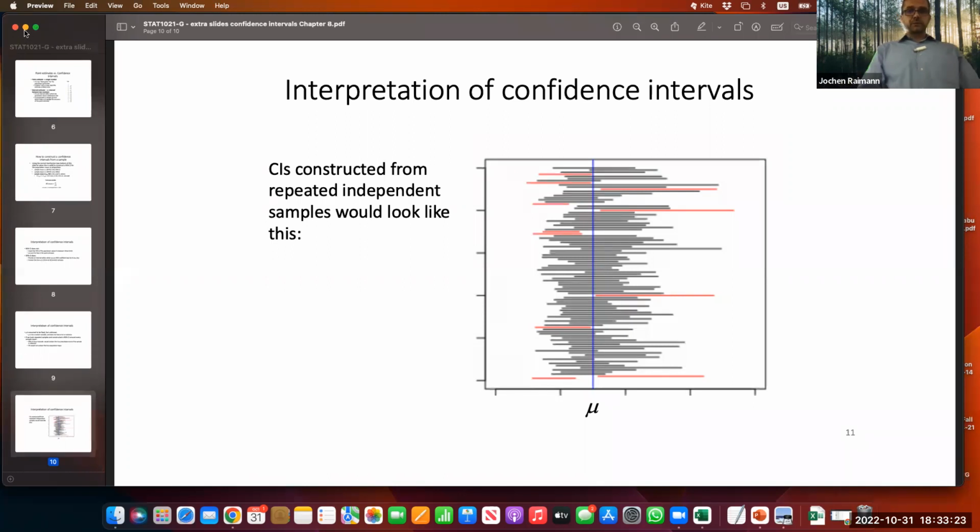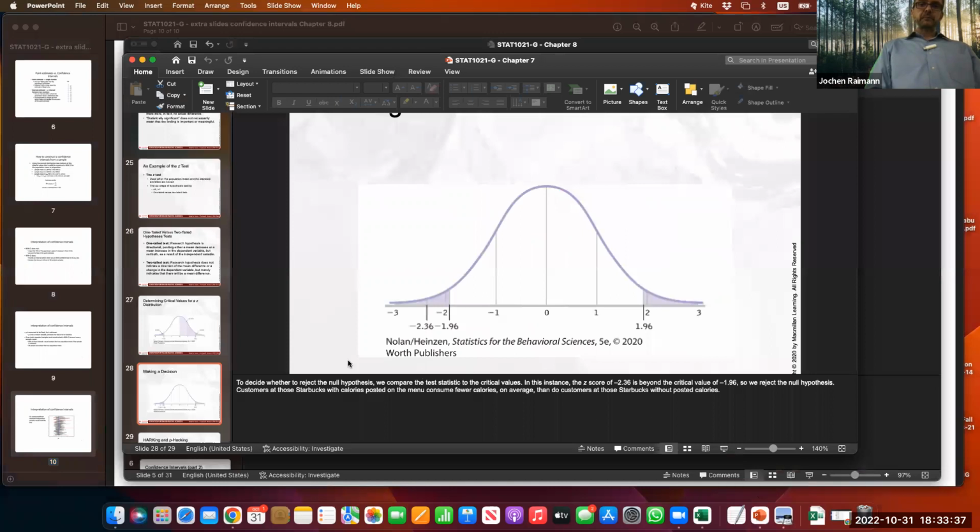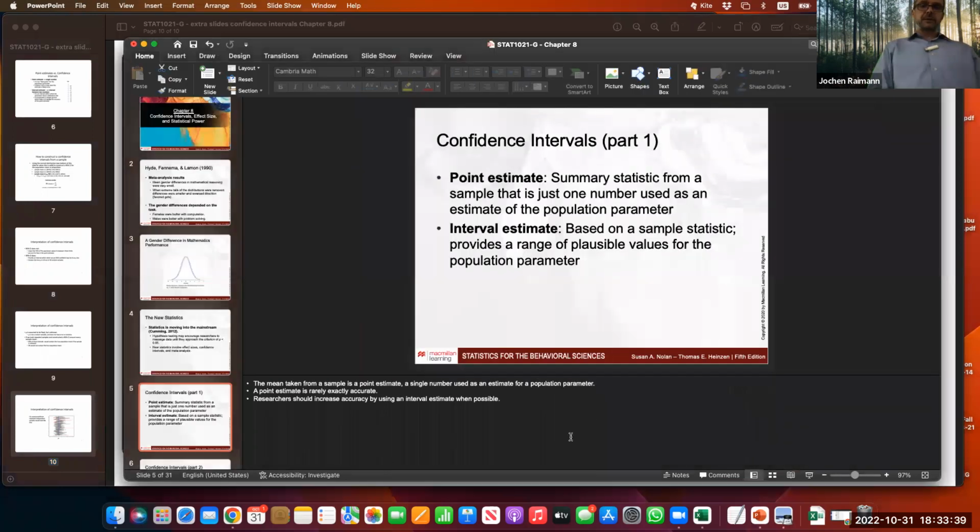Good. If you want to understand the concept in more detail, I highly recommend this slide because it's a very powerful depiction. Good, but let's go back to hypothesis testing. Now we have a point estimate and an interval estimate. We've discussed our confidence interval.